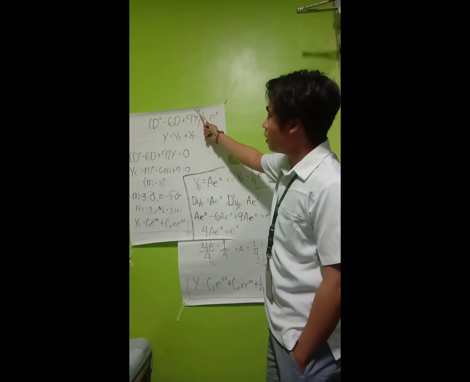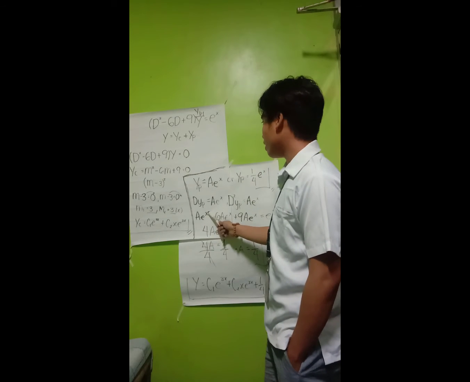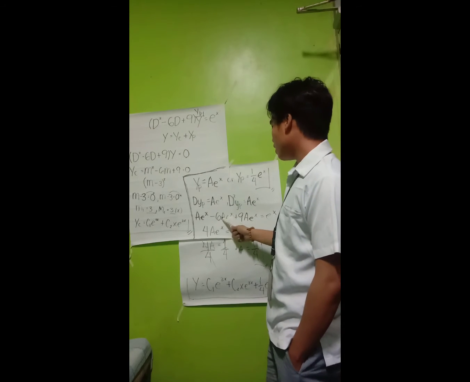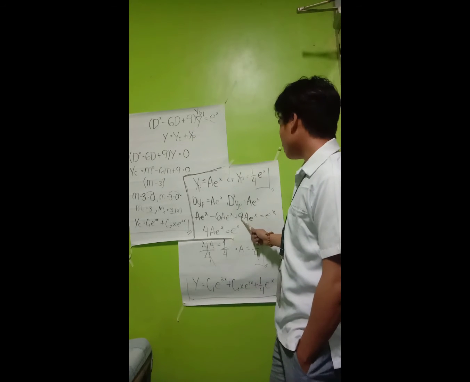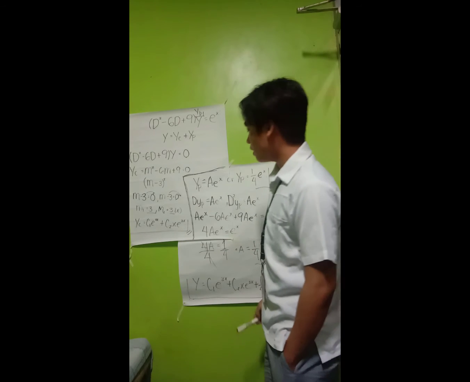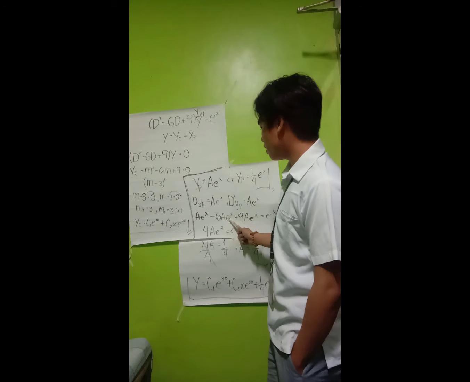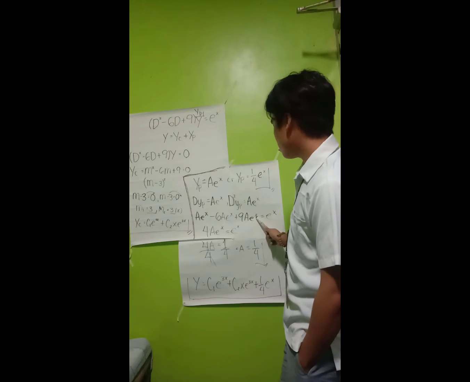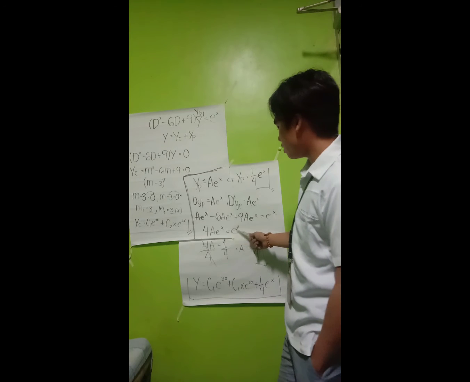Itong y na to, gawin natin yp, then distribute. This squared yp is equal to ae raised to x. Yung 6d yp is equal to 6ae raised to x. Yung 9yp is equal to 9ae raised to x equal to e raised to x. Then i-minus natin aex minus 6ae raised to x plus 9ae raised to x is equal to 4ae raised to x equal to e raised to x.